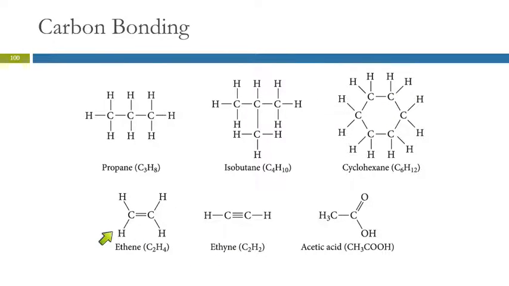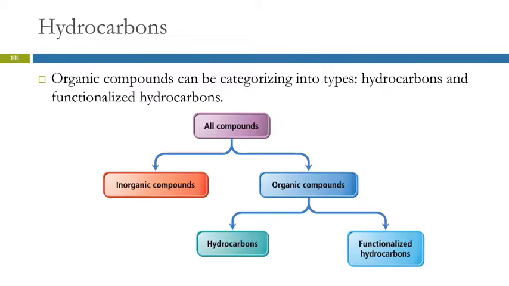Here's ethyne and ethene and acetic acid. We've mentioned this one before. This is in vinegar. This carbon atom has 4 bonds. It has a double bond with oxygen, a single bond with this oxygen, and a single bond with that carbon. So still with the 4 bonds.